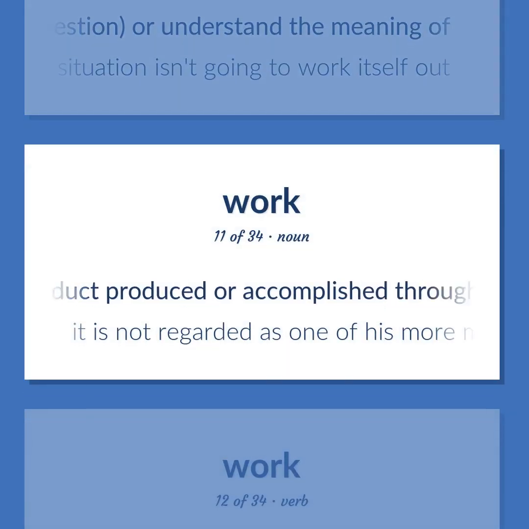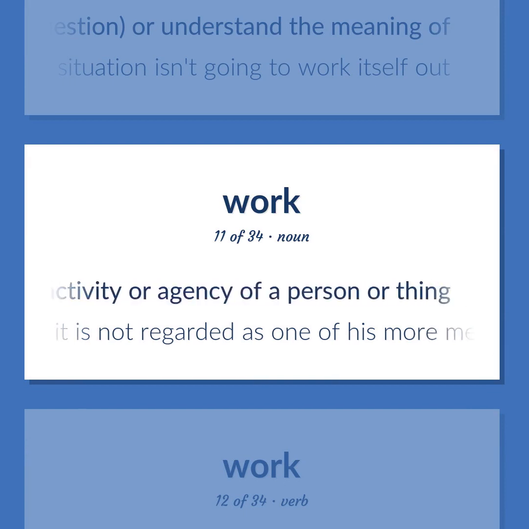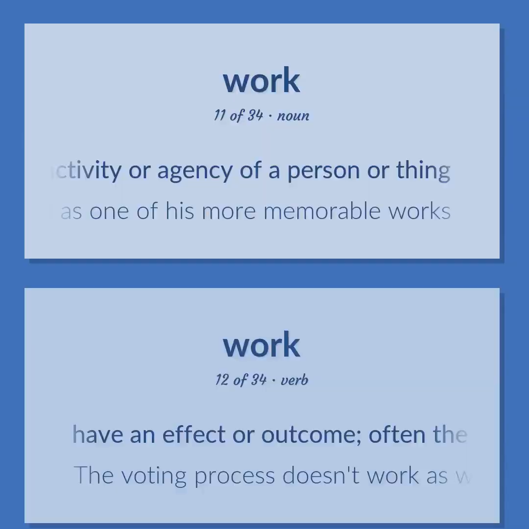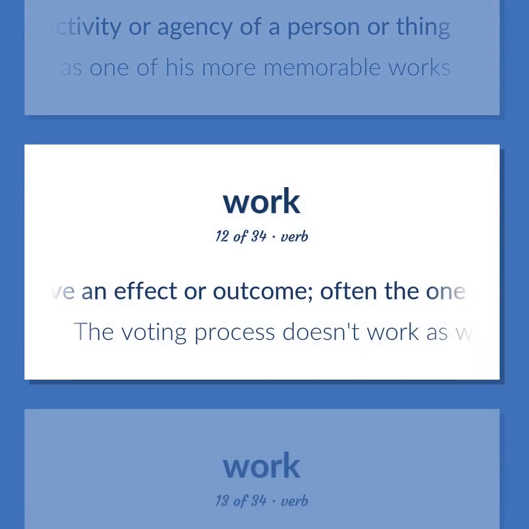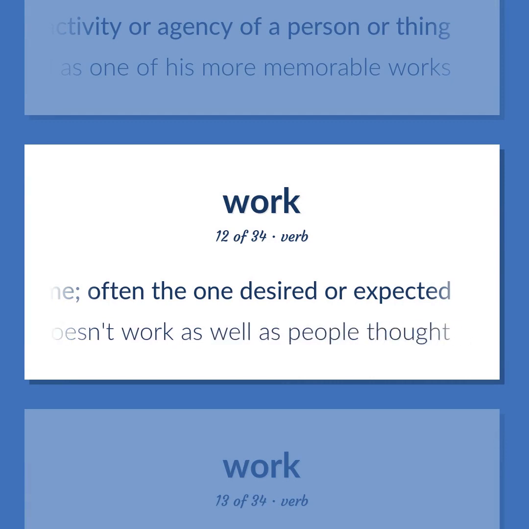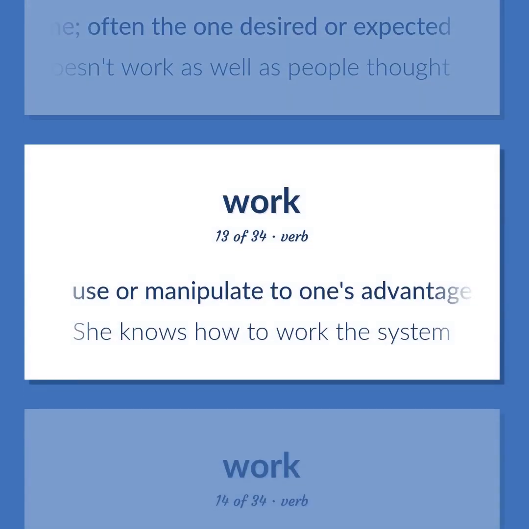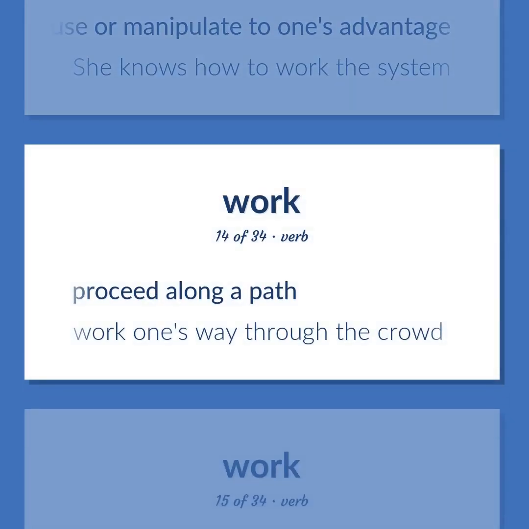A product produced or accomplished through the effort or activity or agency of a person or thing. It is not regarded as one of his more memorable works. Have an effect or outcome, often the one desired or expected. The voting process doesn't work as well as people thought. Use or manipulate to one's advantage. She knows how to work the system. Proceed along a path. Work one's way through the crowd.